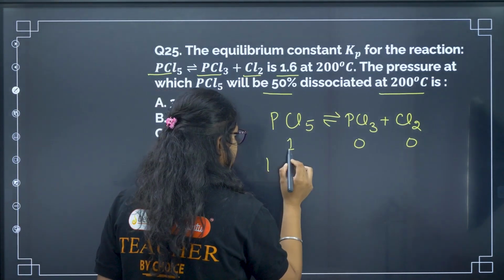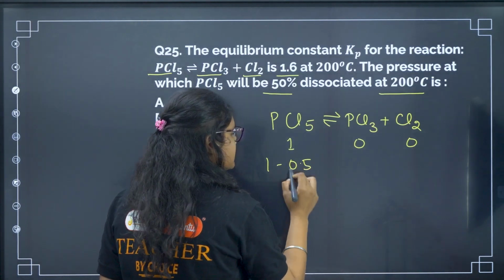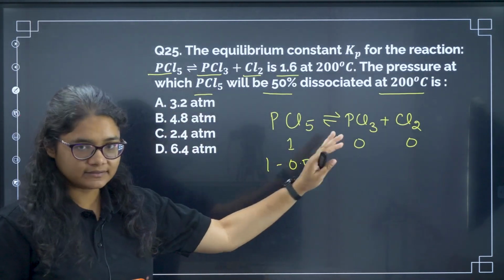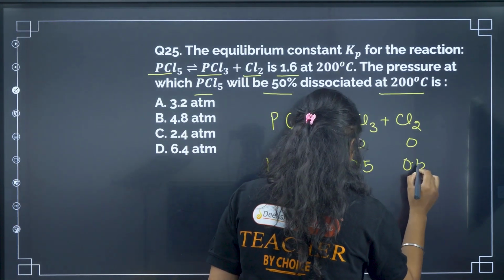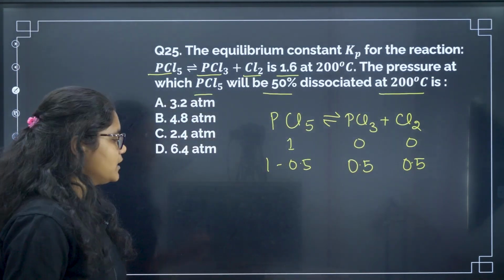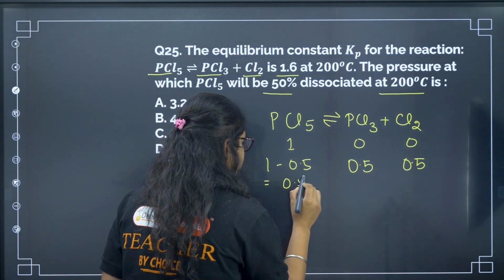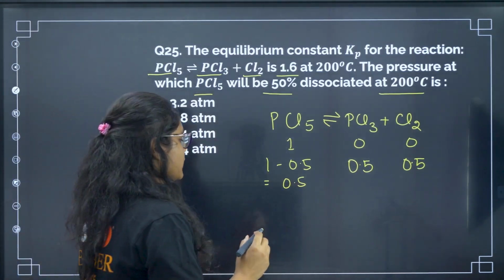Means how much will be left? 1 minus 0.5. How much dissociated? The same amount of PCl3 and Cl2 will form. So this is also 0.5 and this is also 0.5. So this is equal to 0.5, right? Now what is the total number of moles?